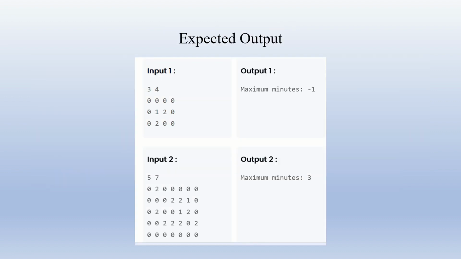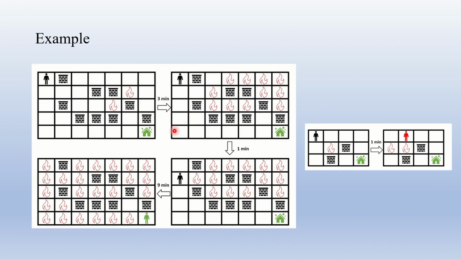Let's see an example. Here is the grid. Here 0 represents the grass, 1 represents fire, 2 represents the wall. The person is situated here at index 0, 0. The person wants to move to the safe house, which is here, bottom right corner, row -1, column -1. Let's see another example with better visualization.